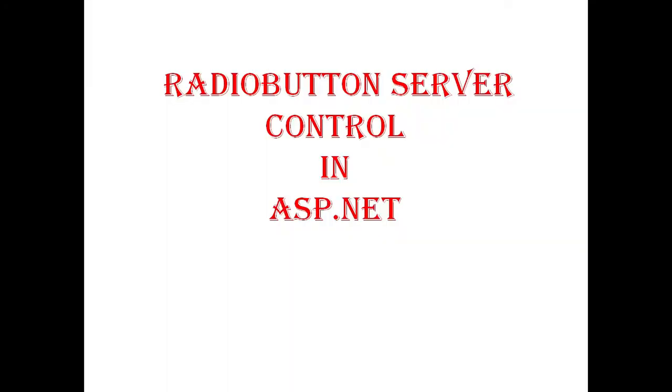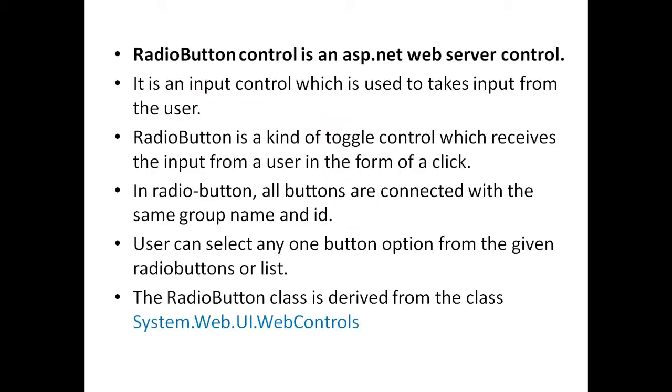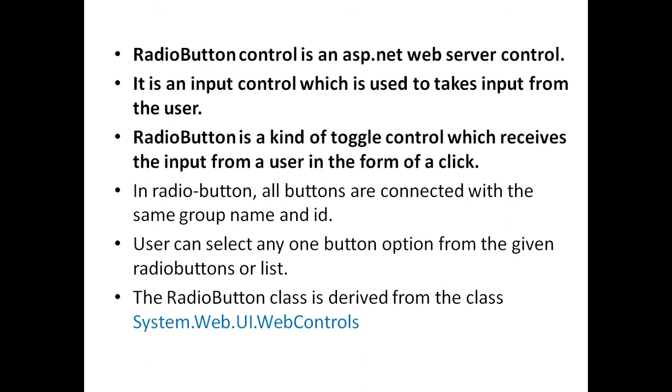Here we will see RadioButton server control in ASP.NET. RadioButton control is an ASP.NET web server control which is an input control which is used to take input from the user. RadioButton is a kind of toggle control which receives the input from a user in the form of a click.